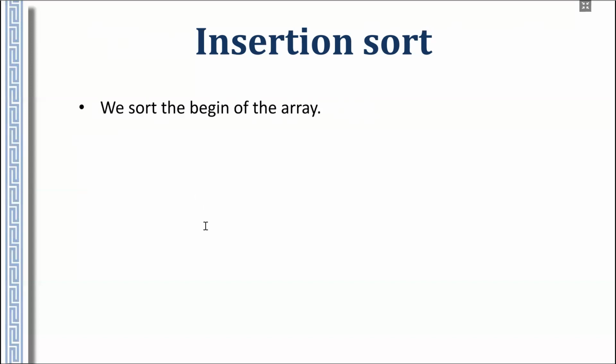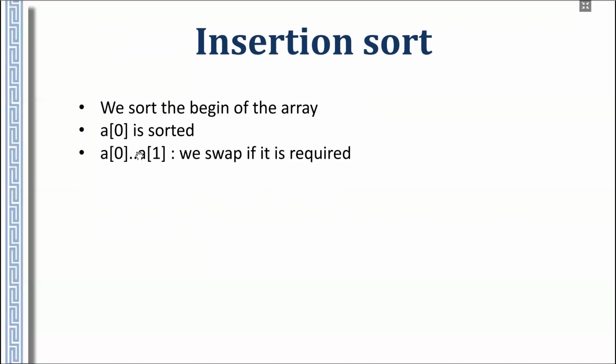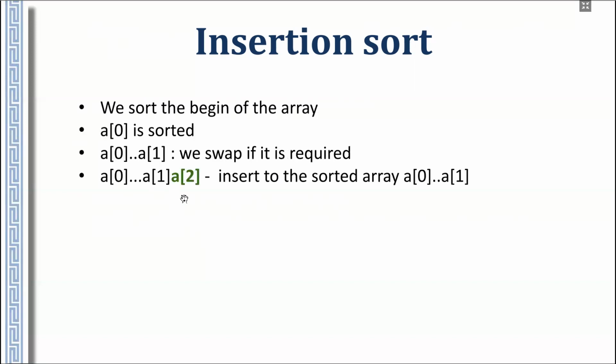So how do we obtain the sorted prefix or sorted part from the beginning? Firstly, we can say that A0 is already sorted. A single element is already a sorted part of the array. So what next? If we add A1, then we can just swap them if it is required for obtaining a sorted part of two elements.